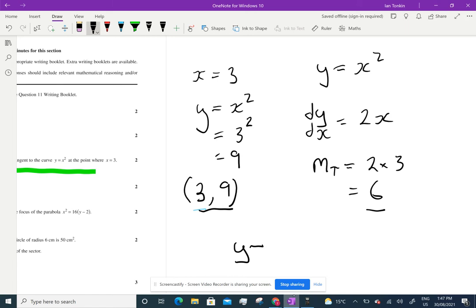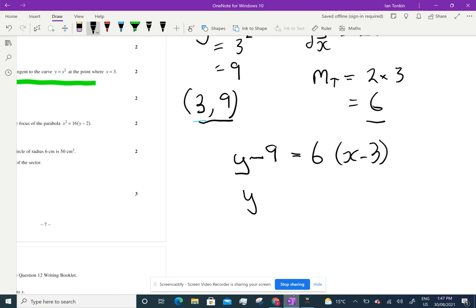Y minus the y value, 9, equals the gradient, 6, times x minus the x value, which is 3. Y minus 9 equals 6x minus 18. Let's take this 9 over. Y equals 6x minus 9.